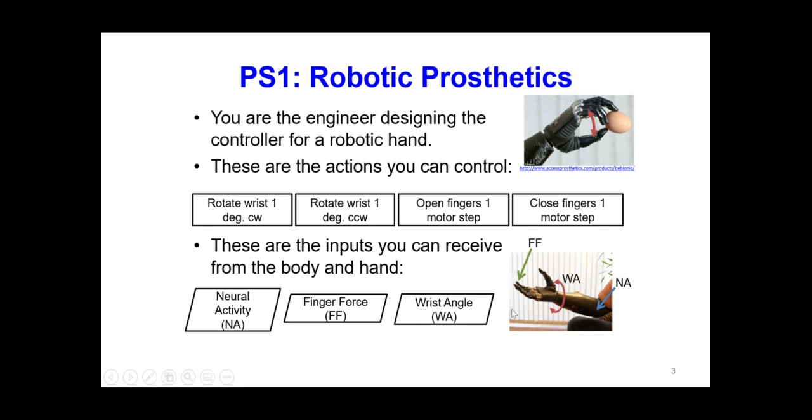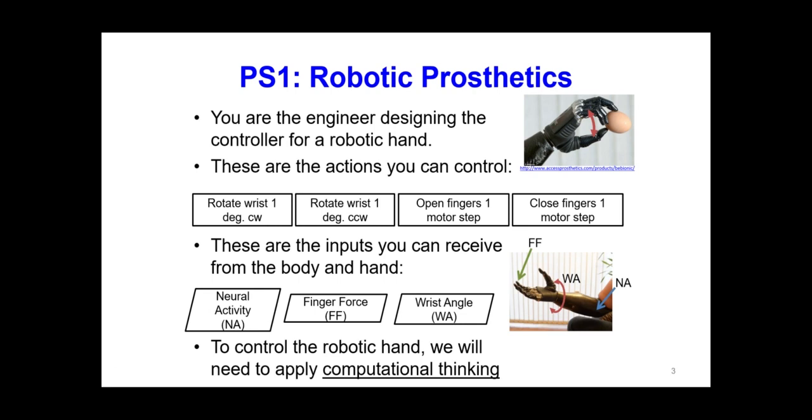And finally, we're going to assume that you can measure the wrist angle so that when you're rotating, you know how far you've rotated. Using this combination of actions and sensors, you're going to be writing programs to control the robotic hand. In the process, you'll need to apply the concept of computational thinking.